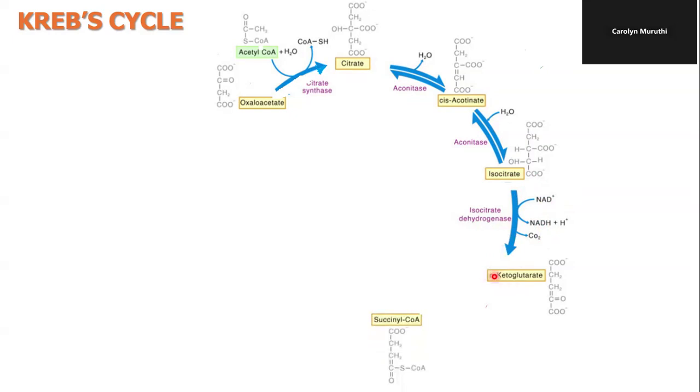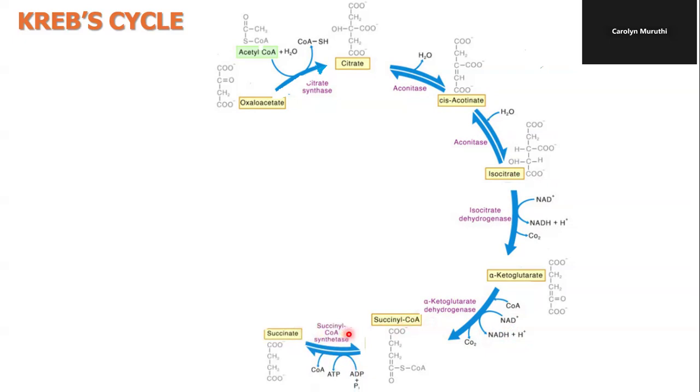The next step is conversion of alpha ketoglutarate to succinyl-CoA, and this reaction is catalyzed by alpha ketoglutarate dehydrogenase, and it's also an oxidative decarboxylation reaction because we have a removal of carbon dioxide and also reduction of NAD plus to NADH. We also have addition of CoA, so that we have succinyl-CoA.